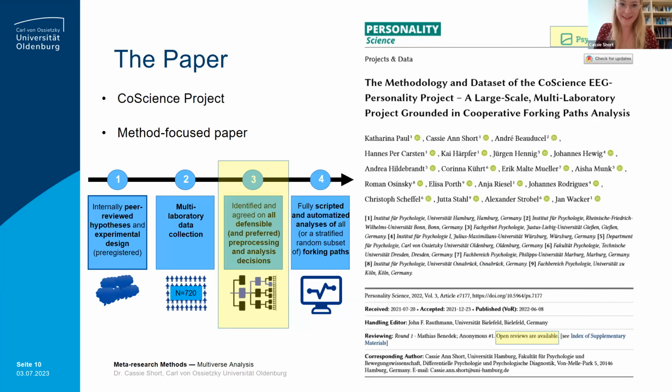Okay, so now I'll get onto the paper. So this is the co-science project, and this is following the cooperative forking paths analysis example. So where you have a team of researchers from multiple labs, and they work together to conceptualize the project, define the multiverse, they collect data together, each in their own labs, and put it together for one large data set, and then work together on the resulting manuscripts. So it's more of a consensus approach to the multiverse.